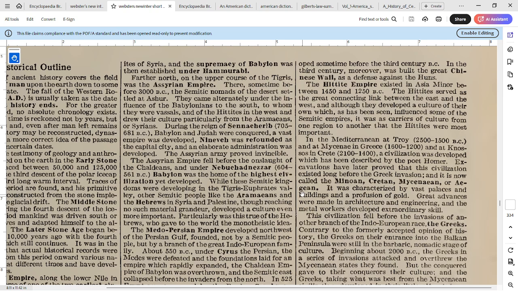In the Mediterranean at Troy, 2500 to 1500 BC, the Mycenae in Greece, 1600 to 1200, and at Knossos in Crete, 2100 to 1400, a civilization was developed which has been described by the poet Homer. Excavations have later proved that this civilization existed long before the Greek invasion, and it is now called the Minoan, Cretan, Mycenaean, or Aegean. It was characterized by vast palaces and buildings and a profusion of gold. Great advances were made in architecture and engineering, and the metalworks developed extraordinary skill.